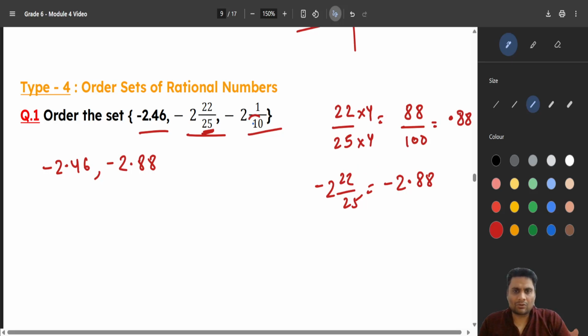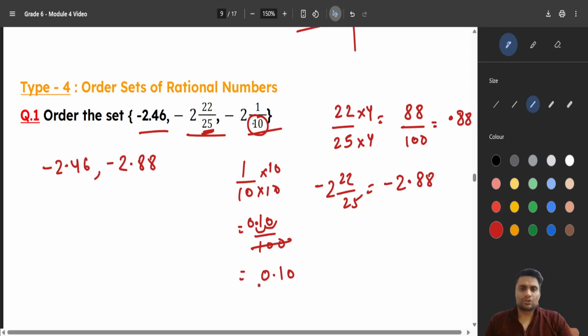The third number, I can also change the 10 into 100. So what will happen? 1 over 10. Here I will do times 10. Here I will do times 10. This will become 10 over 100, which means 0.10. Why? Because I will remove this and after two digits I will put the point and this will become 0.10. So minus 2 and 1 over 10 will become minus 2.10. So the third number is minus 2.10.